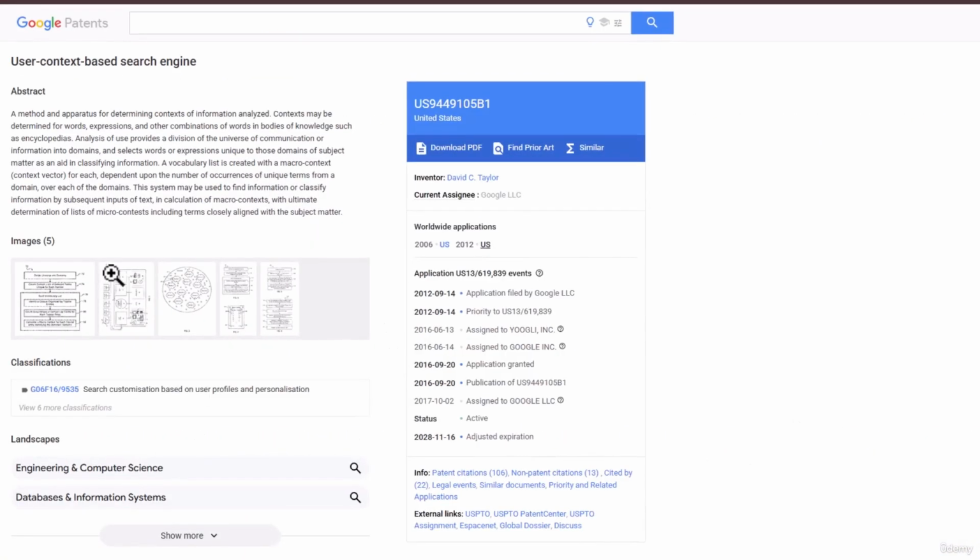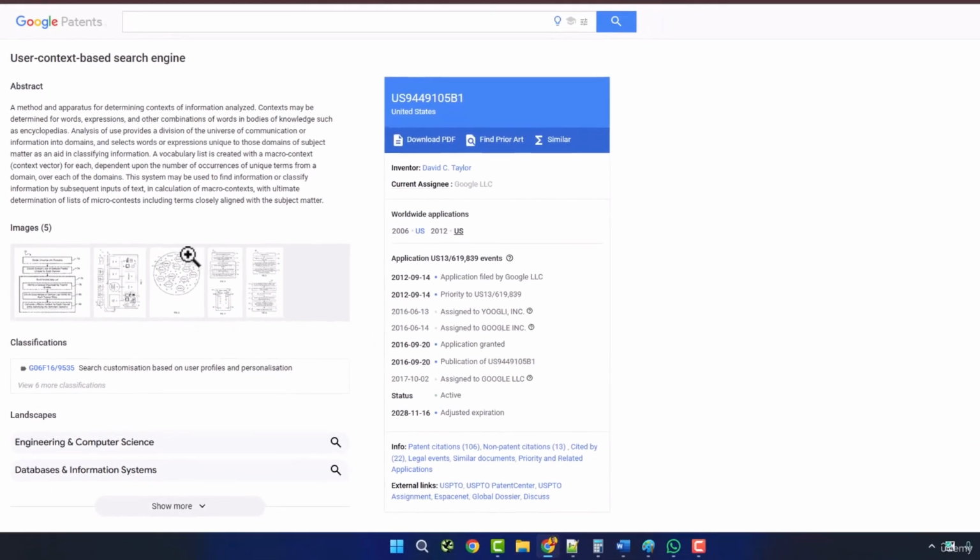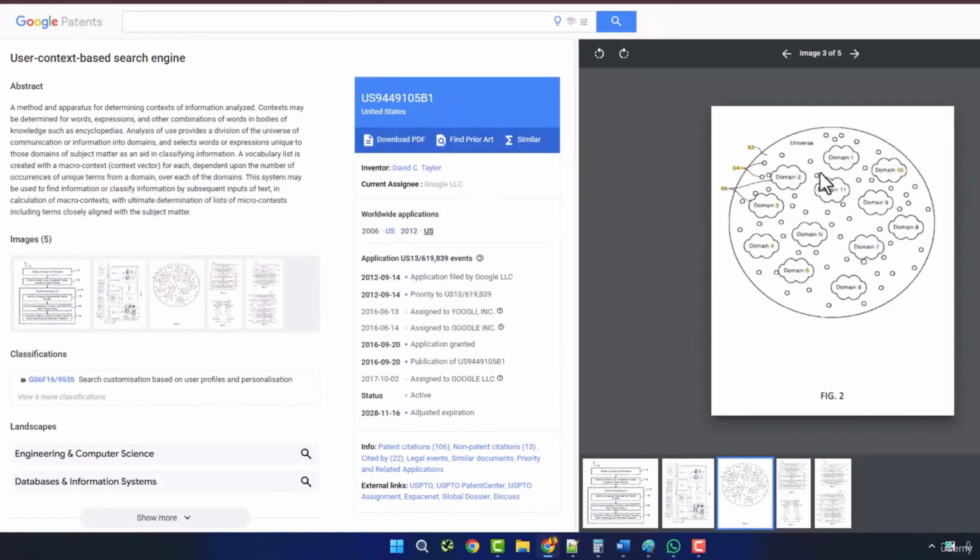This entire concept is based on user context for search engines. Google has created these domains, and all the terms reside within them. When you write an article, the search engine scans all the words through crawling. It then organizes them and sees which words belong to which domains. That then becomes your micro context. Due to this process, we must use words that belong to those specific domains. This is what we refer to as the contextual vector.